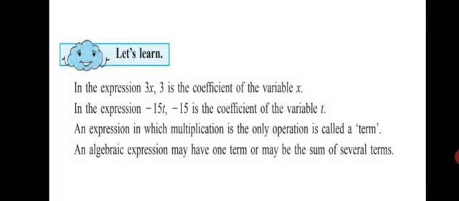In the expression 3x, 3 is the coefficient of the variable x. So the number is called the coefficient and the alphabet is called the variable. In the expression minus 15t, minus 15 is the coefficient of the variable t. An expression in which multiplication is the only operation is called a term. Now if you see 3x, 3 is multiplied by x, so it is called a term. Minus 15t, minus 15 into t. An algebraic expression may have one term or maybe the sum of several terms.